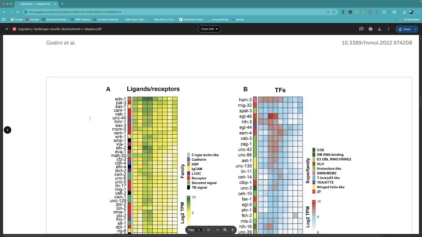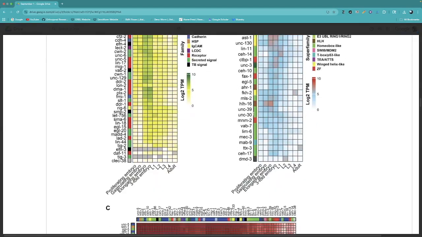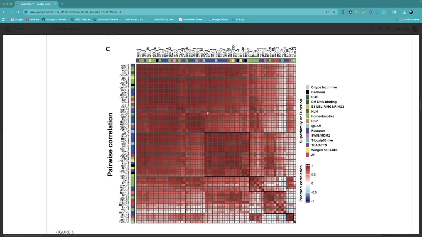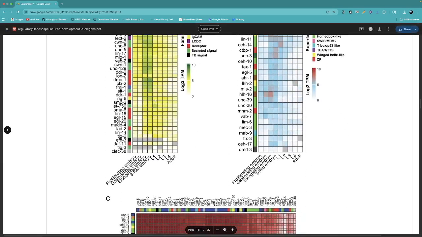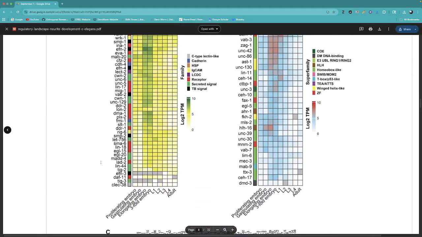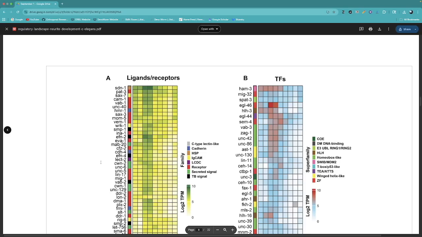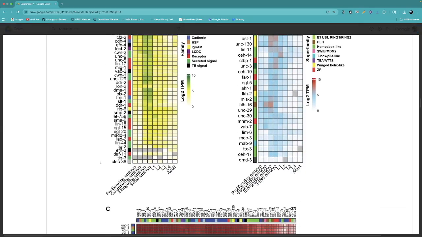So these graphs are interesting. These are graphs that show different genes for ligands and receptors, different genes for transcription factors, and then this pairwise correlation. In these first two, in A and B, for ligands and receptors and transcription factors respectively, you have these different time points from proliferating embryo to adult.